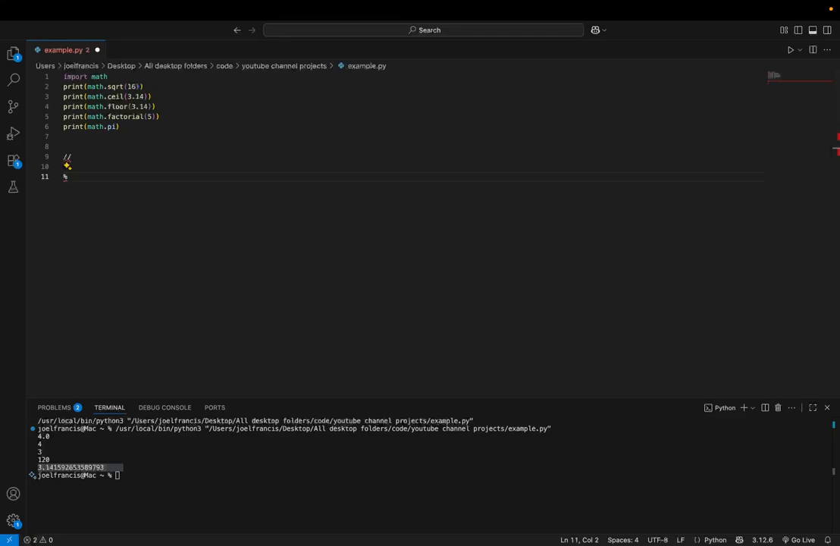So today you learned how to work with numbers, perform basic math operations, and use Python's math module. These basics are essential for everything from simple scripts to advanced projects.